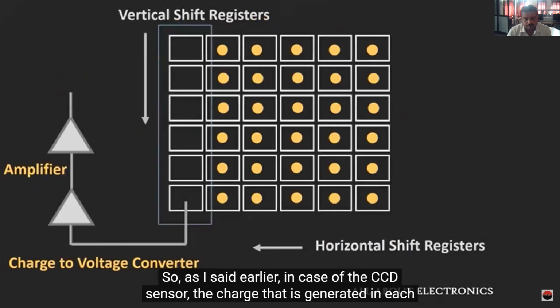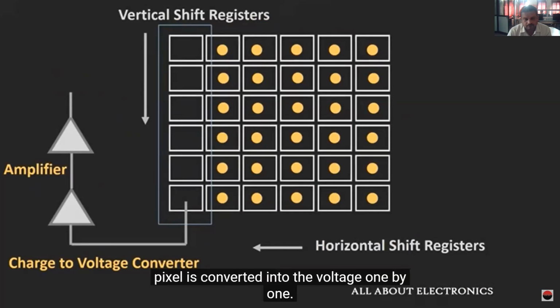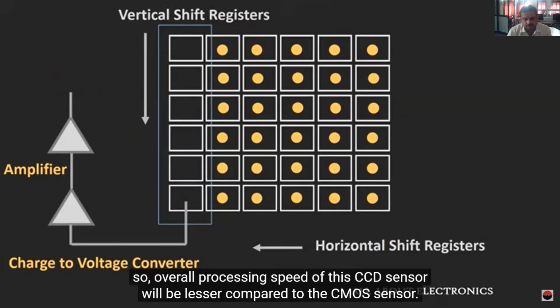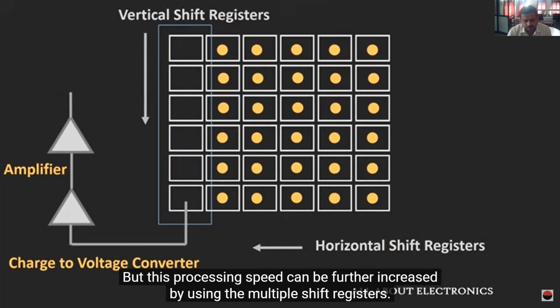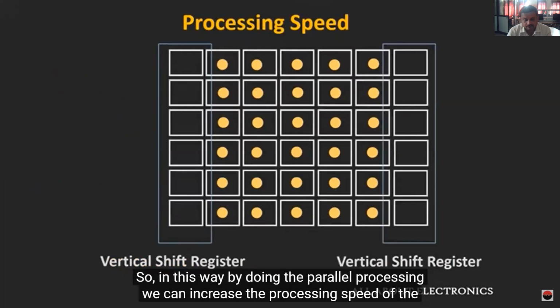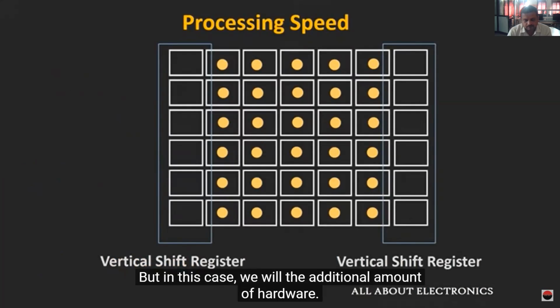As I said earlier, in case of the CCD sensor, the charge generated in each pixel is converted into voltage one by one. So the overall processing speed of the CCD sensor will be lesser compared to the CMOS sensor. But this processing speed can be further increased by using multiple shift registers. So in this way, by doing parallel processing, we can increase the processing speed of the CCD sensor. But in this case, we will require an additional amount of hardware.